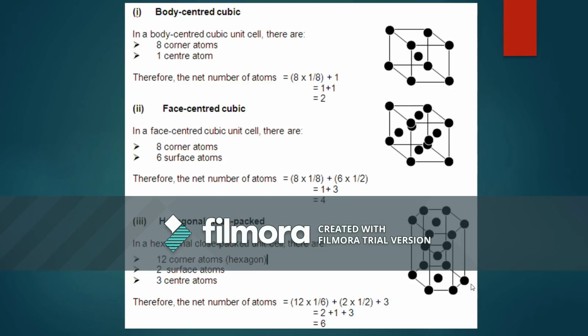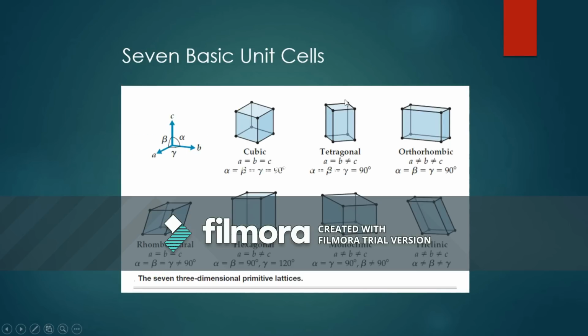In summary, a body-centered cubic cell has 8 corner atoms and 1 centered atom, therefore 2 atoms. Face-centered has 8 corner atoms and 6 surface atoms, making it 4. This one is hexagonal, which is extra. Simple cubic is 1 atom. There are 7 basic unit cells that you have to memorize. They have different patterns and structures, but they are basic unit cells: cubic, tetragonal, orthorhombic, rhombohedral, hexagonal, monoclinic, and triclinic. So that's the character of solids that exist in the world.